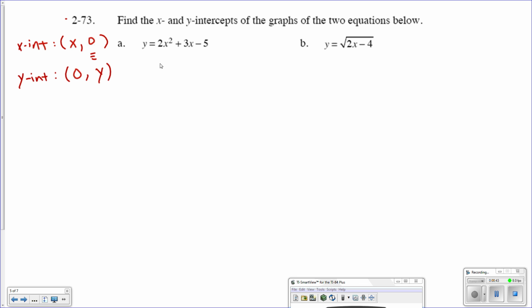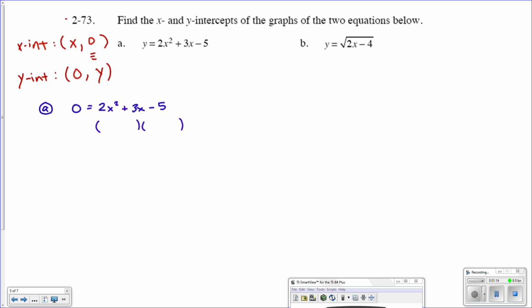So first thing, let's look at letter A. If I want to find my x-intercepts for letter A, I'm going to substitute in 0 for my y. So I'm going to have 0 equals 2x squared plus 3x minus 5. First thing I want to do here is see if it factors.